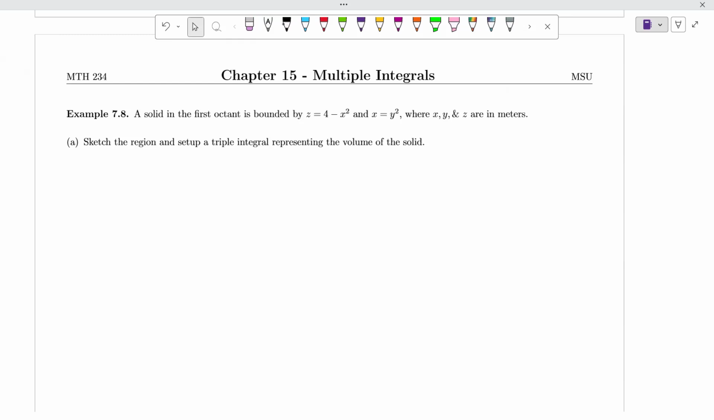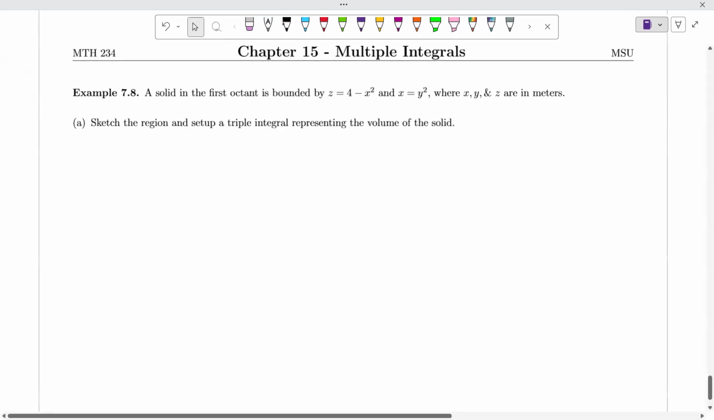So, step 1, sketch this region and set up a triple integral that calculates its volume. We're given z equals 4 minus x squared, x equals y squared, and we're in the first octant, which means we also have x equals 0, y equals 0, and z equals 0 as bounds. Those are the xy, yz, and xz planes, not necessarily in that order, but that's fine. So let's try to sketch this thing. It's going to be real fun, I promise.